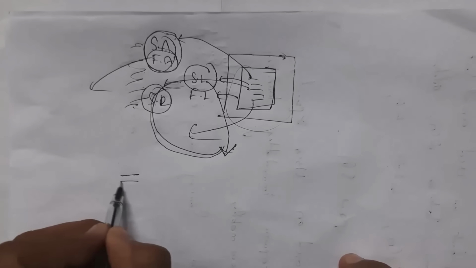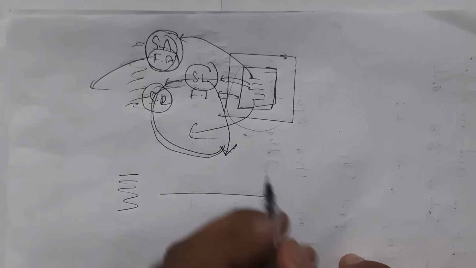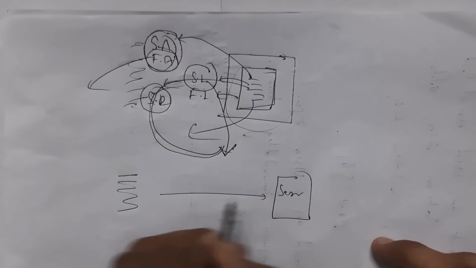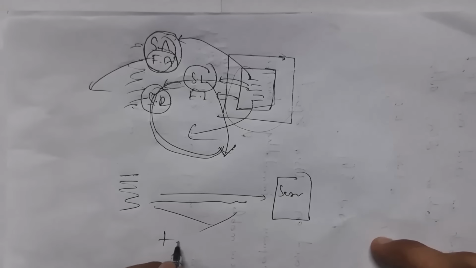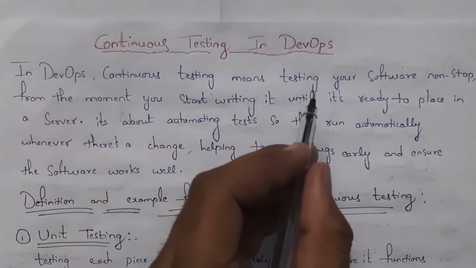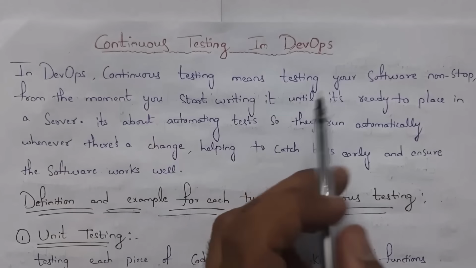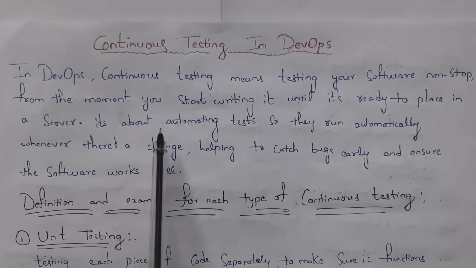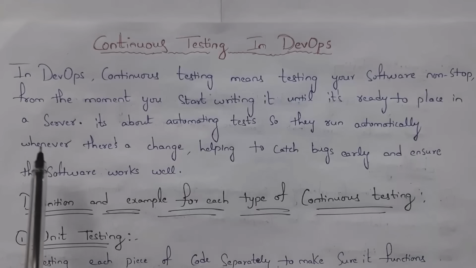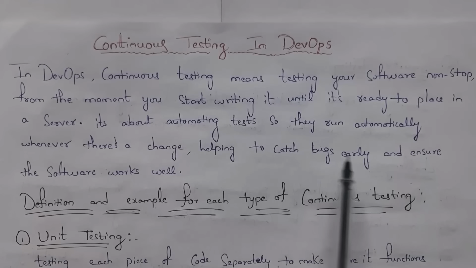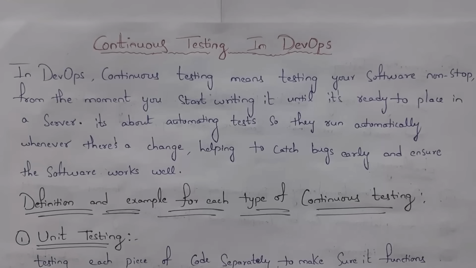Guys, in software development lifecycle, we need to perform various kinds of testings, starting when developer writes code until before placing that code in server. In between this, we need to perform various kinds of testings. So in DevOps, continuous testing means testing your code non-stop from the moment when you start writing it until it is ready to place in a server. It's about automating tests, so they run automatically whenever there is a change. Helps to catch bugs early and ensure software works well. So whenever developer update new code in that particular software, automatically testing is performed.